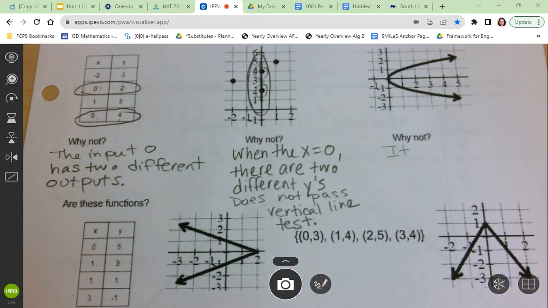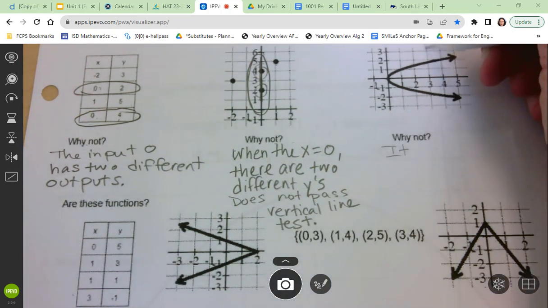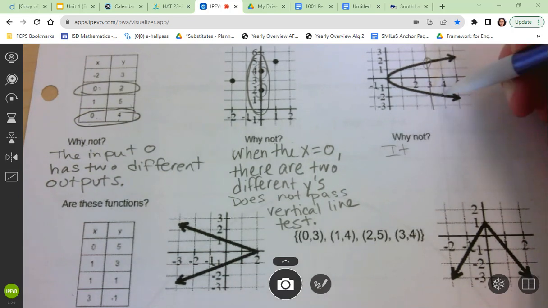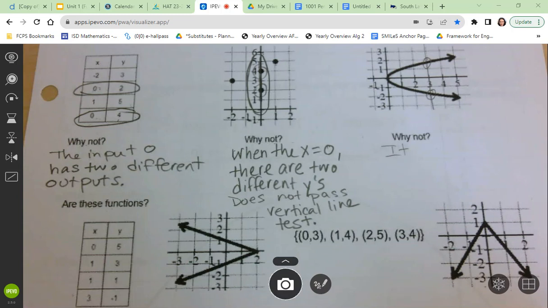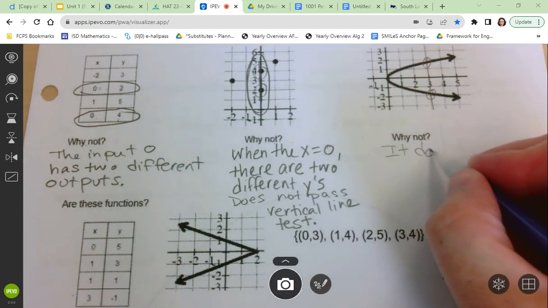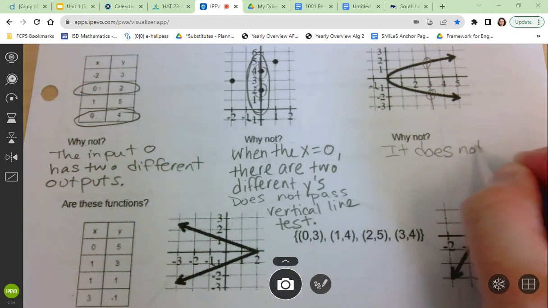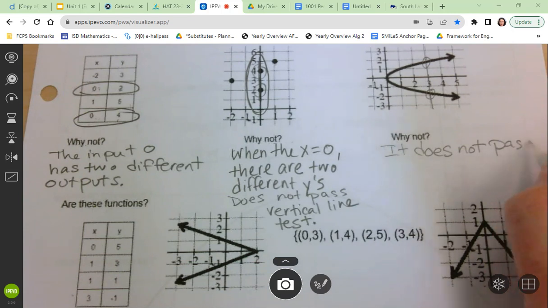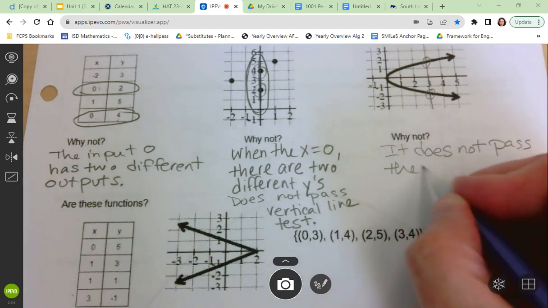Sure, yeah. So the vertical line test, if there's any place where you can draw a vertical line and it crosses more than one point, then it is not a function. So here, if I draw my vertical line, I can see it crosses here and here. So it does not pass the vertical line test.